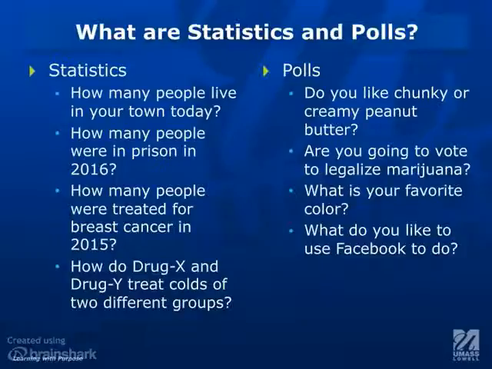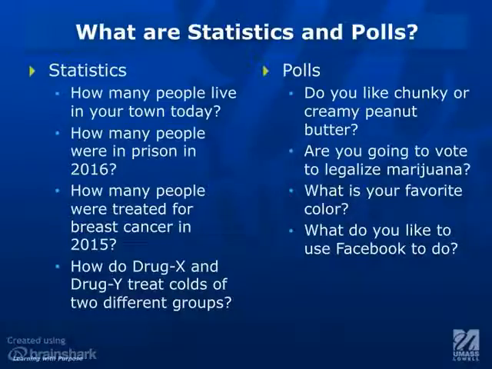Statistics are considered to be the raw numbers behind research. There are two types, descriptive and inferential. How many people live in your town today? How many people were in prison in 2016? How many people were treated for breast cancer in 2015? These are descriptive. Yes, the number can change tomorrow or the next day, but statistics are a static number that represents information for a time and place.